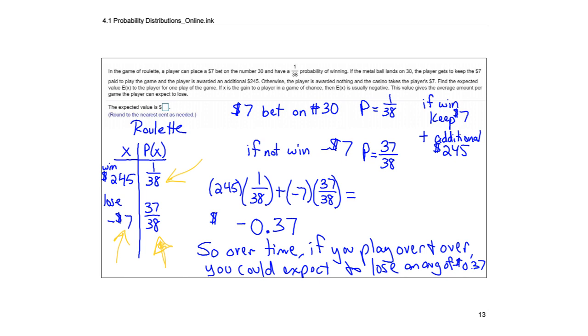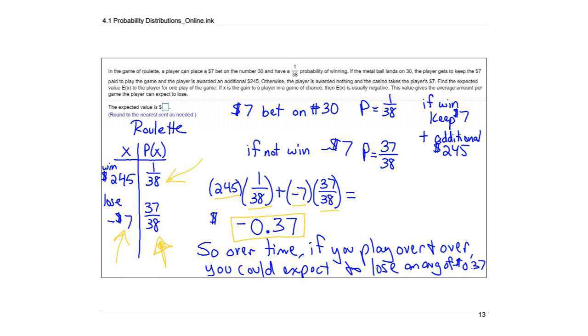So what we're going to do is multiply those. You're going to multiply 245 times 1 over 38. You're going to multiply negative 7 times 37 over 38. And when you do that, you get negative 0.37.